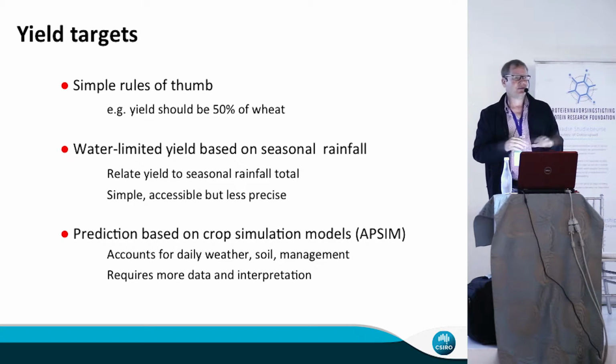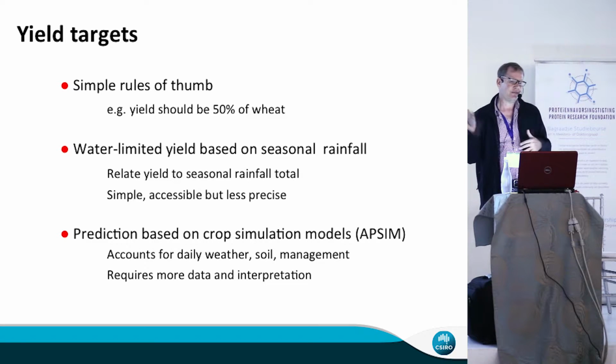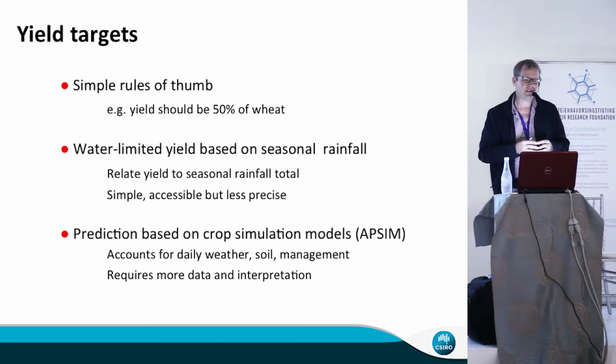So I wanted to move on and talk about yield targets. It's important to be able to manage canola well and profitably to know what yield is realistic. And our growers have some very simple rules of thumb. They expect canola to yield about half of what their wheat's yielding. That's a simple rule of thumb. I'll show you how reliable that one is.